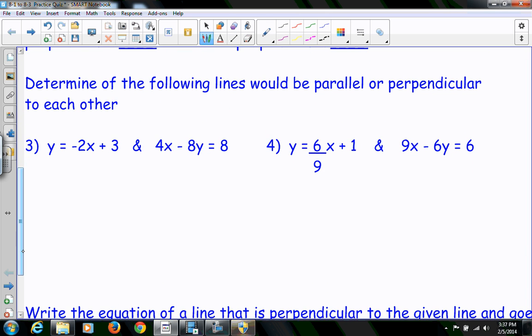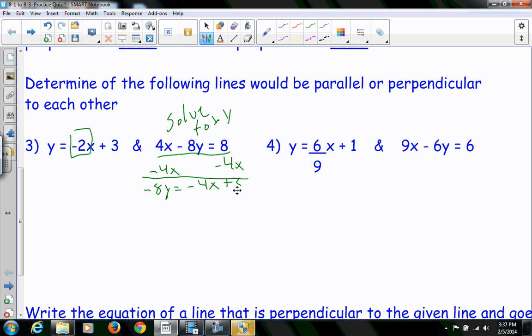Determine whether the following lines would be parallel or perpendicular to each other. All right, so again, we have to identify the slopes. In this one, the slope is -2. But if you look at this equation, we can't identify what the slope is yet, so we have to solve for y. So the first thing I need to do is subtract 4x from both sides. And I got -8y is equal to -4x plus 8.